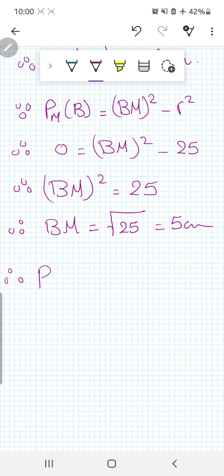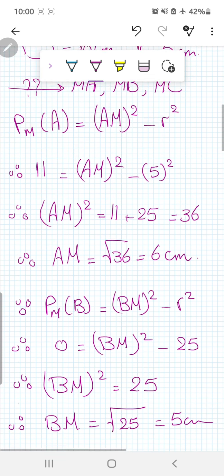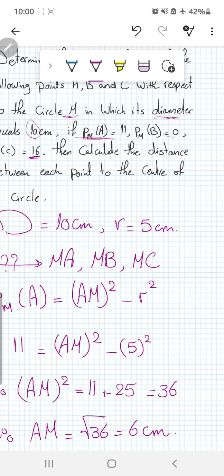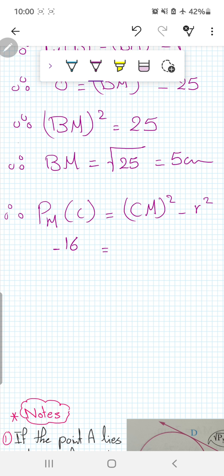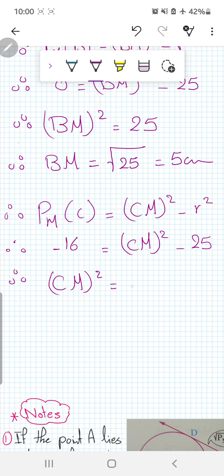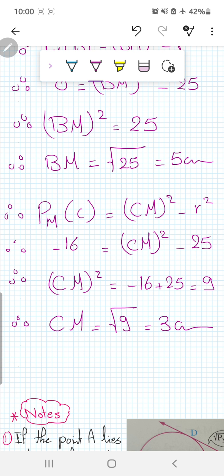Finally, we want to get the power of point C. So CM squared minus R squared by substitution. Here the power of C is negative 16, so negative 16 equals CM squared minus 25. So we have CM squared equals negative 16 plus 25, which is 9. Take the positive square root, so CM equals the square root of 9, which is 3 centimeters.